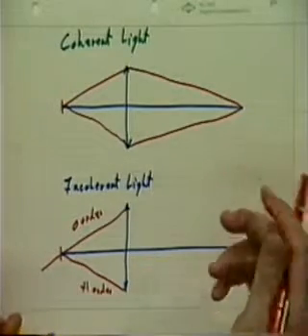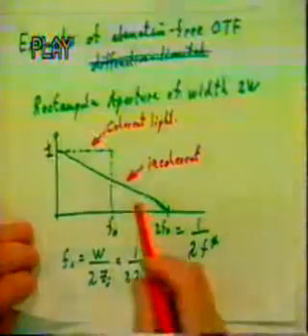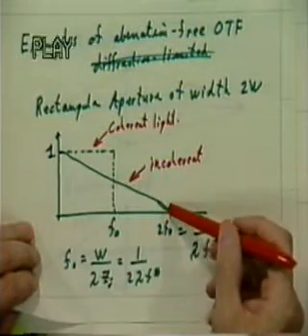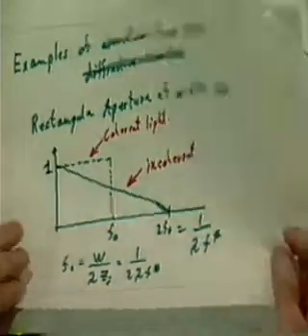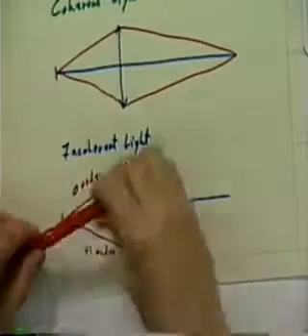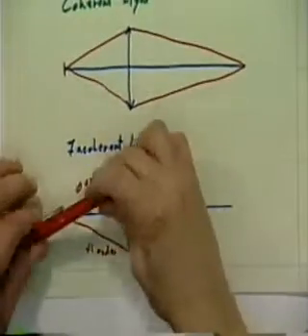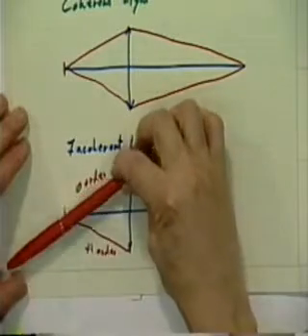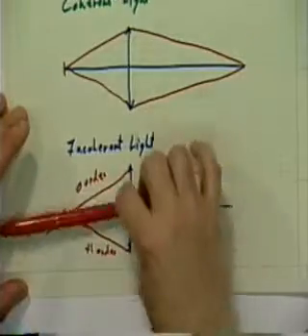Okay? And so that helps to explain why the cutoff frequency is twice as large for an incoherent system as it is for a coherent system, because light can be diffracted at twice the angle and still get through the system. Because we're illuminating this, light comes in at this angle, we have one zero order here, we have zero orders all the way through here. Okay?